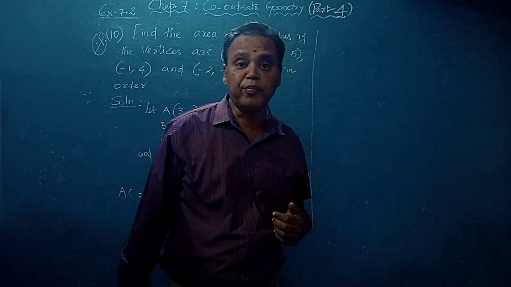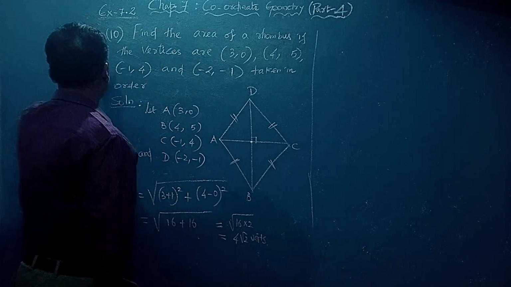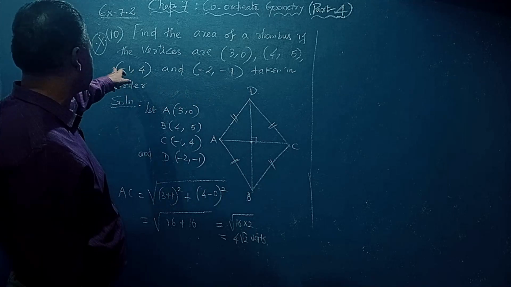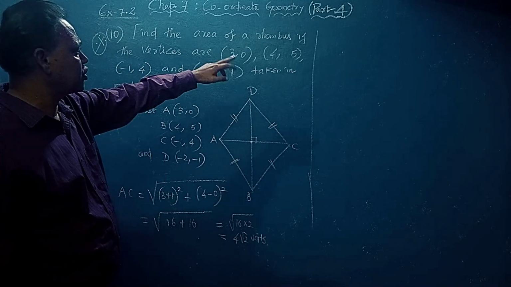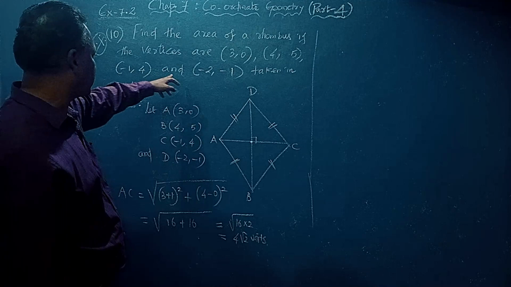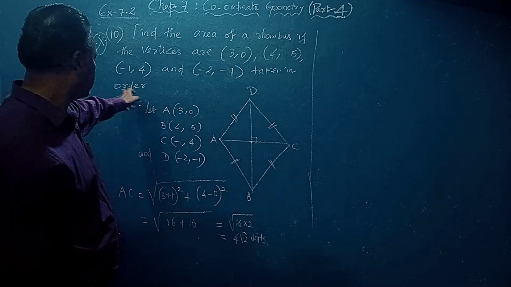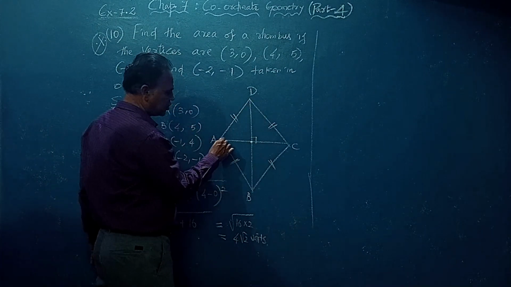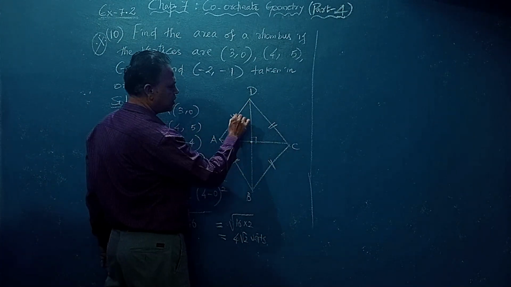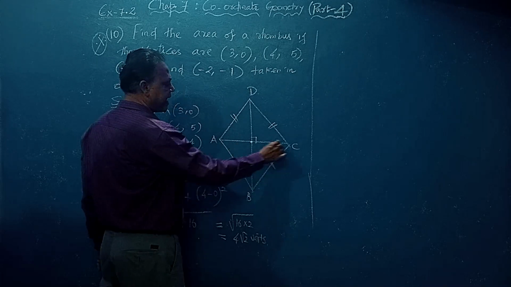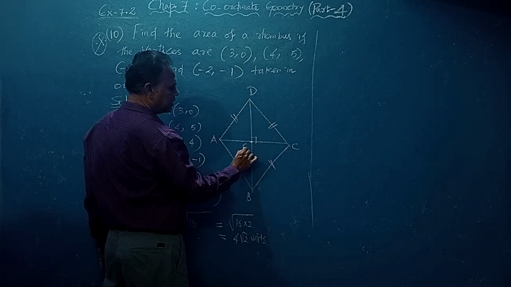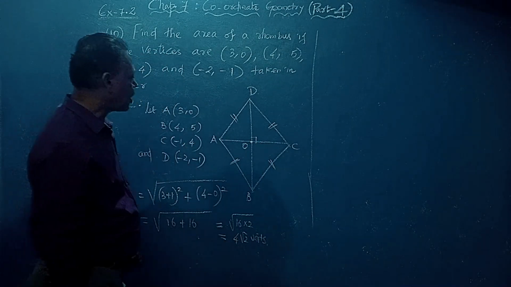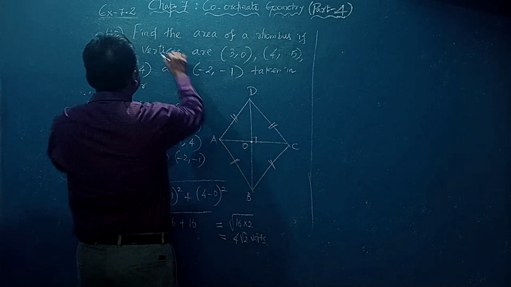Next we are going to see a very important problem, the 10th problem, very important. Read the problem first. Find the area of a rhombus if the vertices (3, 0), (4, 5), (-1, 4) and (-2, -1) are taken in order. That means you know how to draw the rhombus. Rhombus means all sides are equal, and the diagonals bisect each other at 90 degrees.